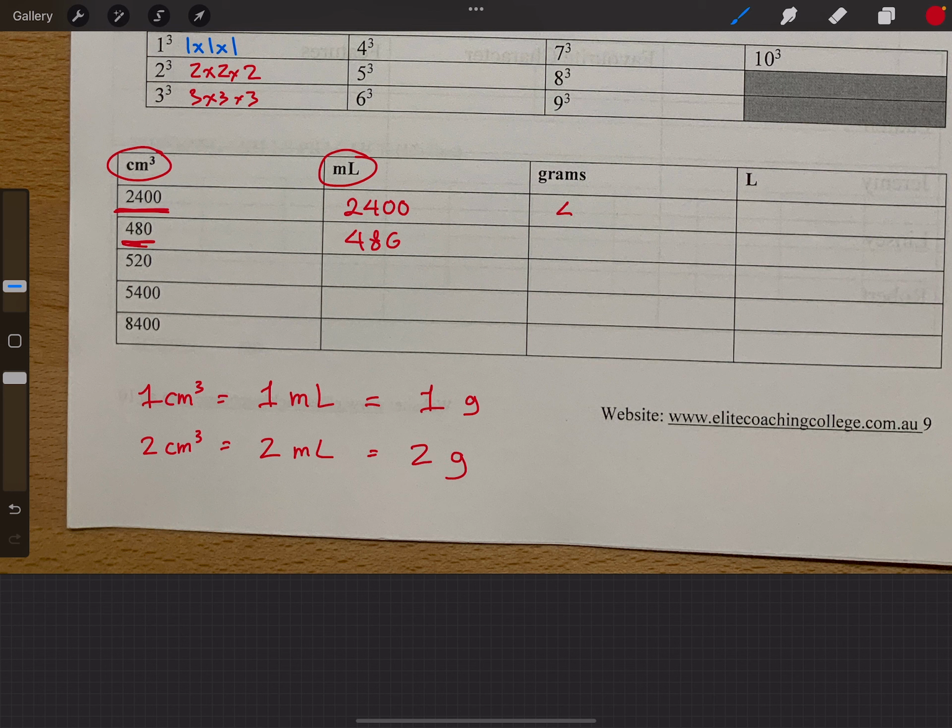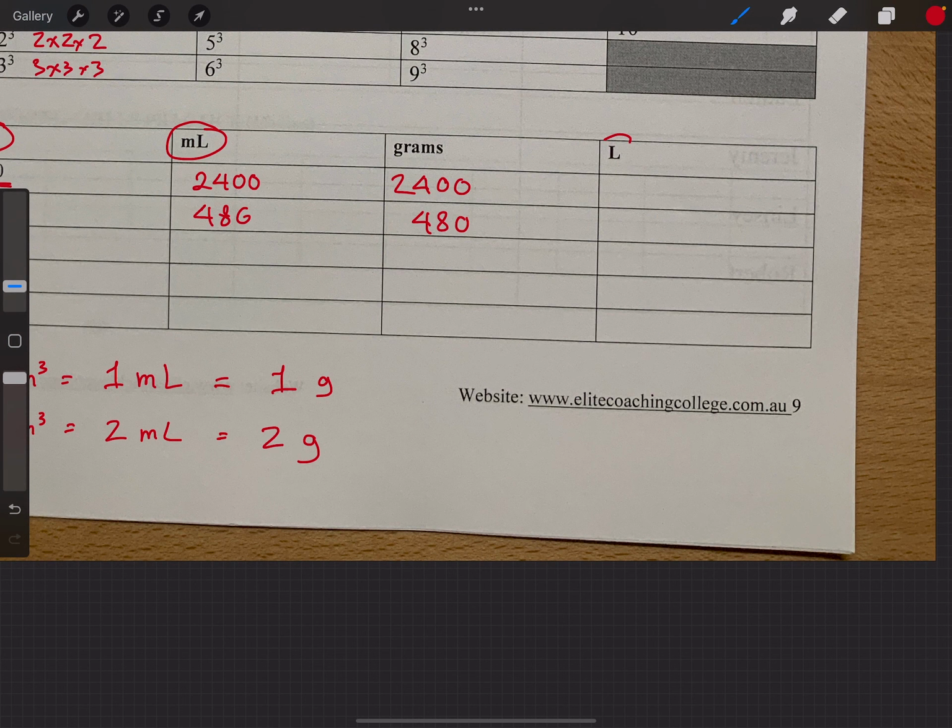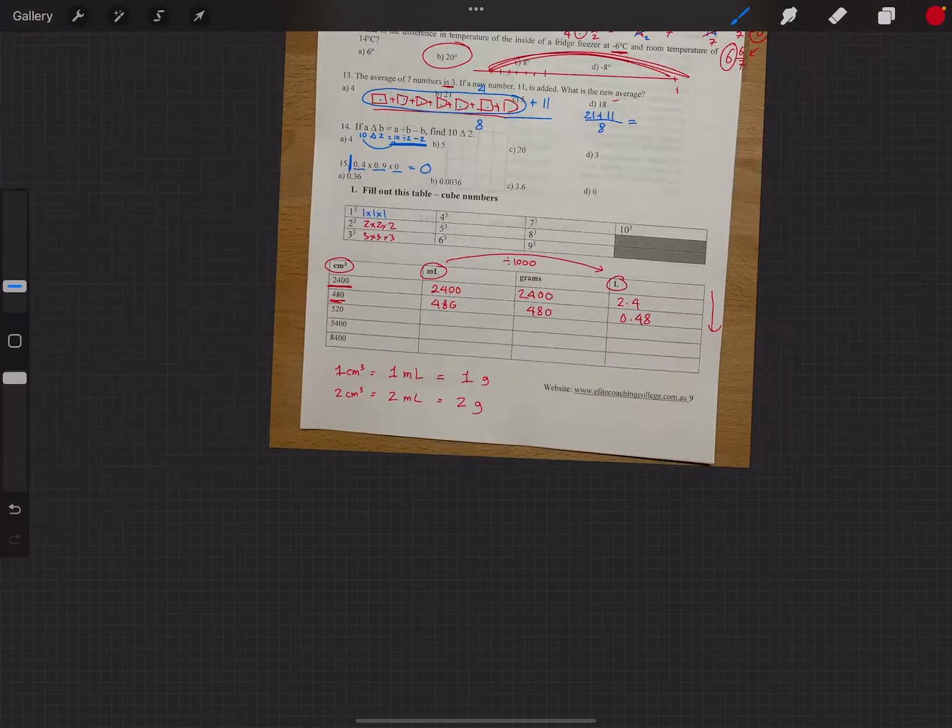So this will be another 2400. This will be 480. Now, to convert to liters, we have to look at milliliters. You have to divide it by 1,000 because there are 1,000 milliliters in a liter. So divide by 1,000 and that'll be 2.4. The next one divided by 1,000 is 0.48. And you can just work your way down there.